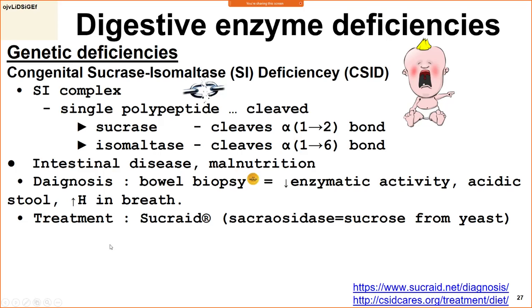So think of a baby not being able to drink a malted, or not being able to consume significant carbohydrates. The treatment is sucraid, which is basically sucrase from yeast. And so you can do a bowel biopsy, which is the gold standard of diagnosis, and the results would come back with decreased enzyme activity and acidic stool and hydrogen in the breath. Can anyone tell me where hydrogen in the breath is coming from? Type C into the chat.